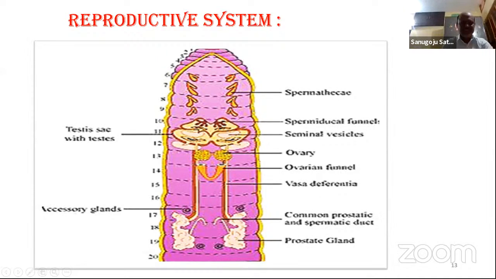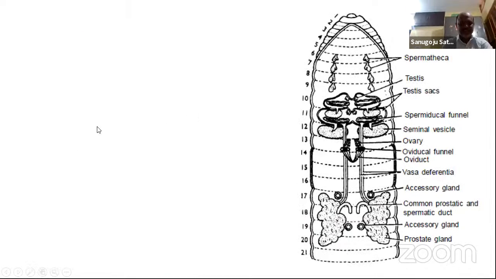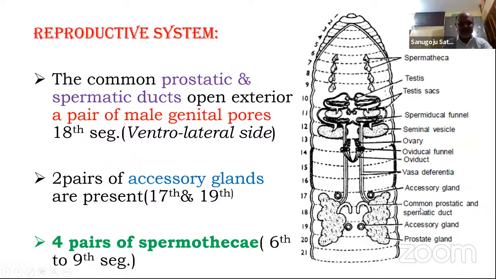Next, the reproductive system. The common prostatic and spermatic duct open to the exterior through a pair of male genital pores in the 18th segment on the ventrolateral side. Actually, you see here, children, the 18th segment, the common prostatic and spermatic duct. They open as a pair of male genital pores, ventrolaterally, one on either side. That means one pair of male genital apertures is present.